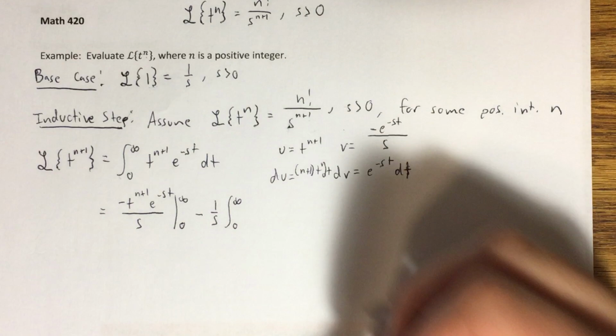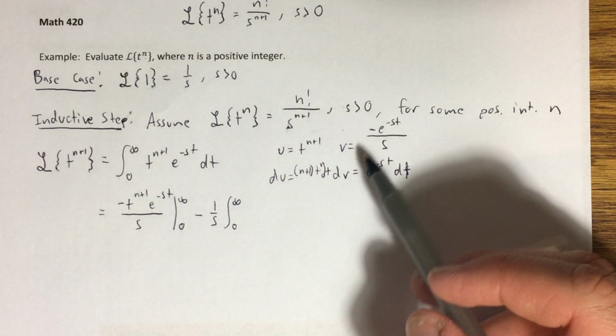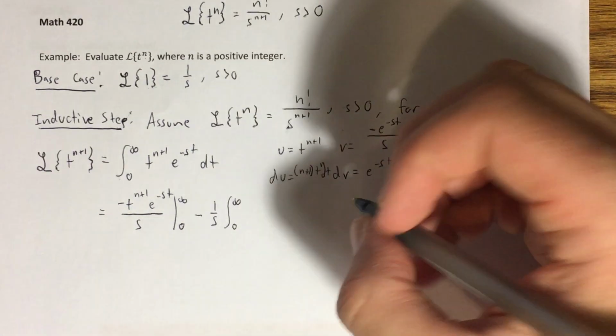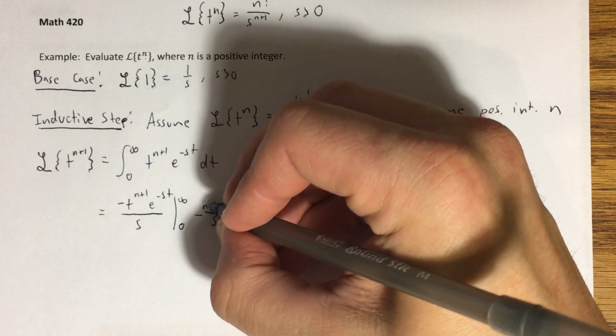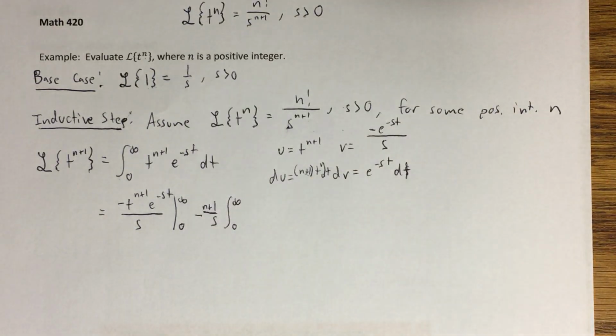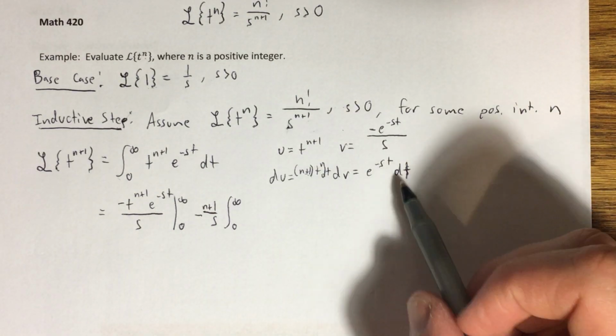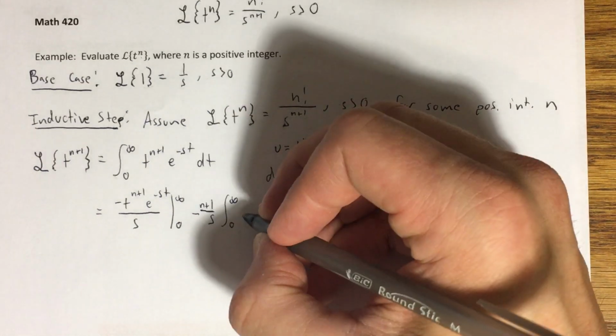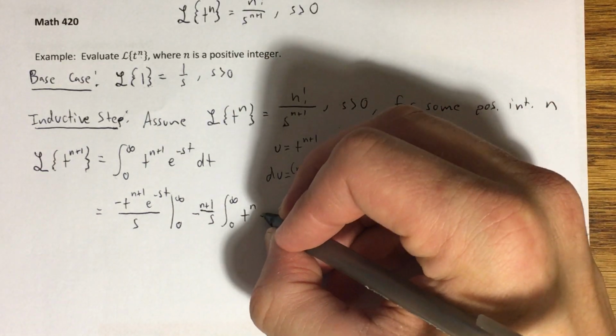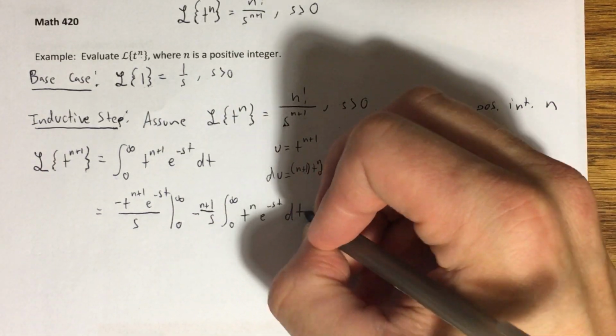Integral from 0 to infinity, and now we have v du. So actually, let's pull the n plus 1 out with that as well. It's a little bit sloppy, but whatever. So I pulled the negative 1 over s out. I pulled this n plus 1 out. I'm going to be left with t to the n e to the negative st dt.